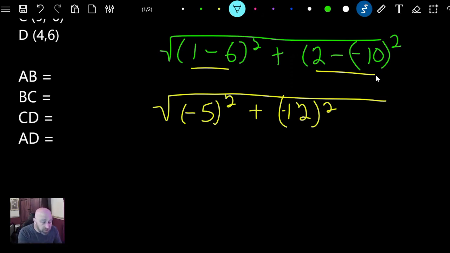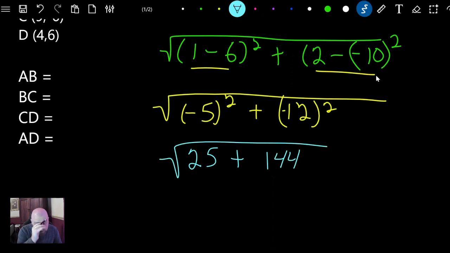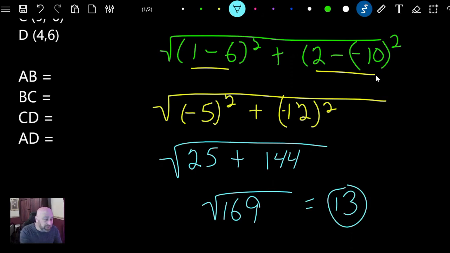All right, so we just square this and we would get 25 plus 144. And that would be inside our square root sign. Add those together and we would get the square root of 169. What is the square root of 169? Well, that comes out to 13. So our AB is 13. Okay. Now what we would do is we would do the next point.